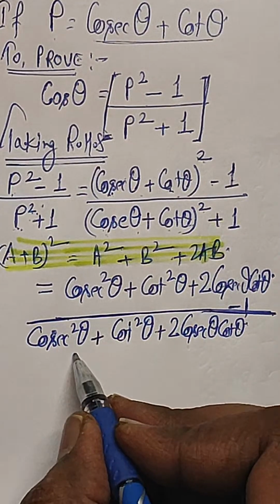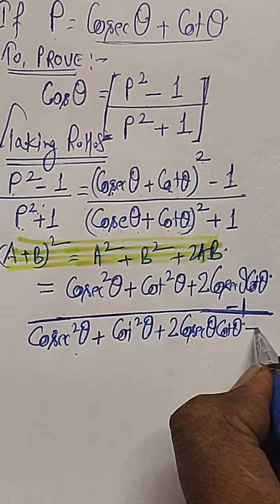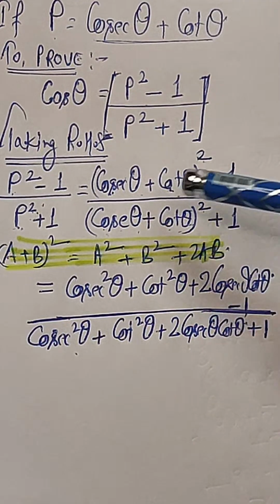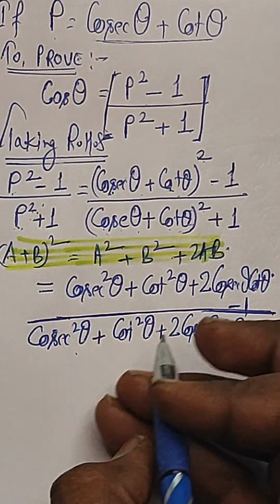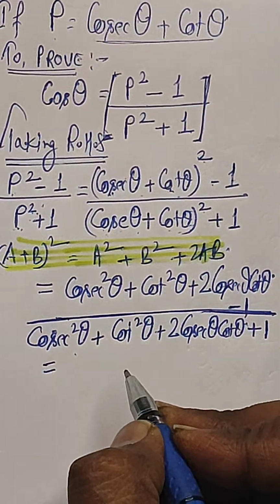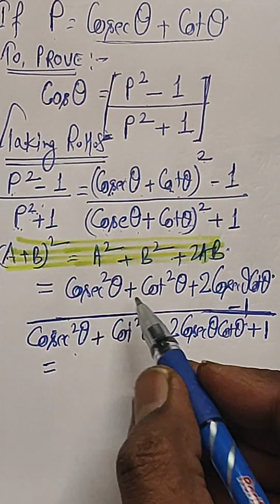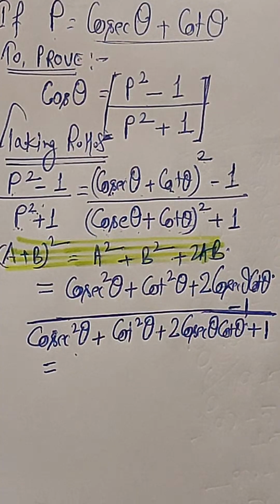So into the denominator it will be like this. Any doubt till this step, tell me. Any doubt? We simply expanded it. Now just remember one more formula, that is cosec square theta minus cot square theta is 1.